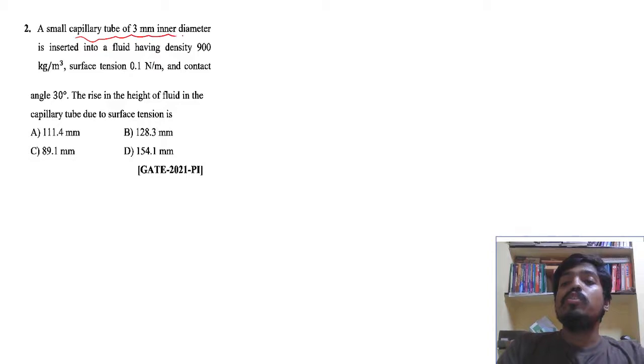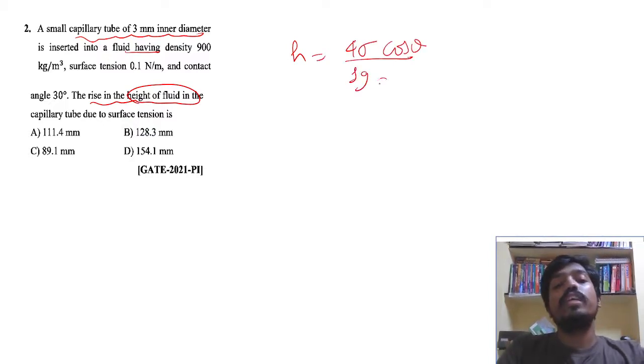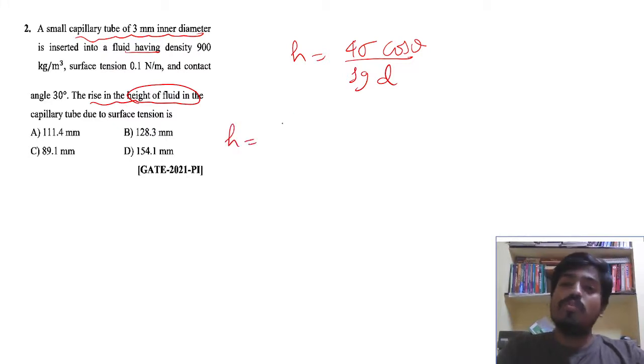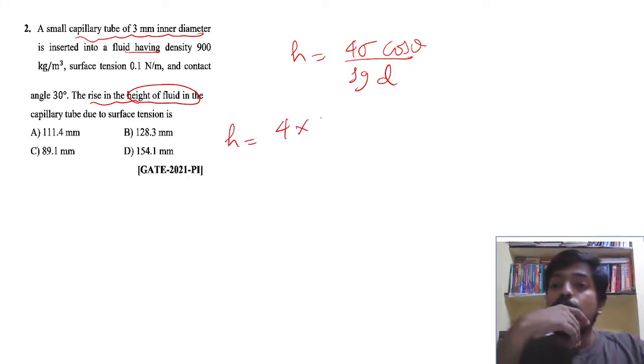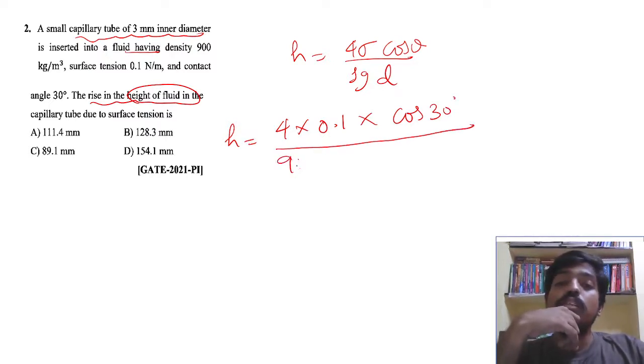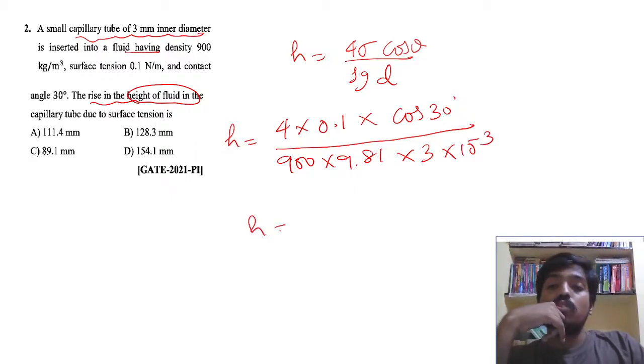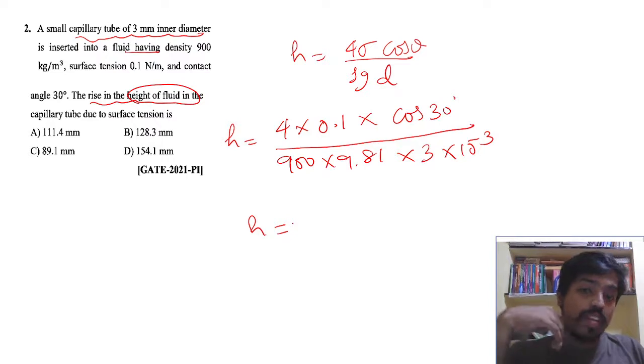A small capillary tube with inner diameter given. What is the rise in height of the fluid? I told you, h is equal to 4 sigma cos theta divided by rho g into d. So h is equal to 4 into the sigma value, 0.1, into cos 30 degrees, divided by the density, 900, into 9.81 into 3 into 10 to the power minus 3. So what is the value of height?